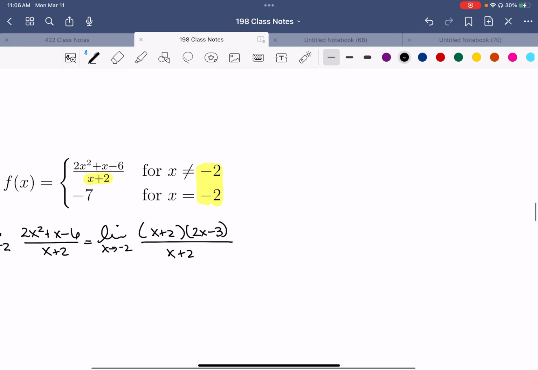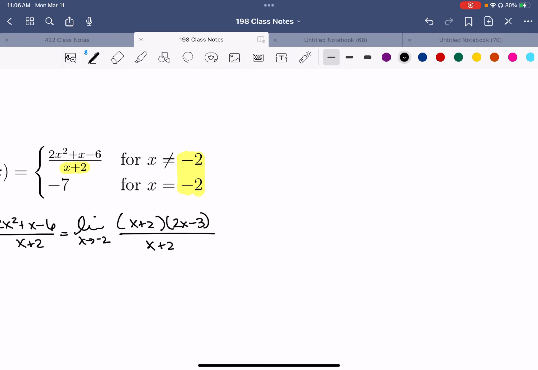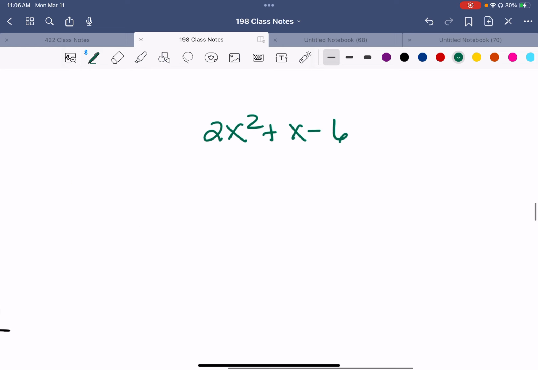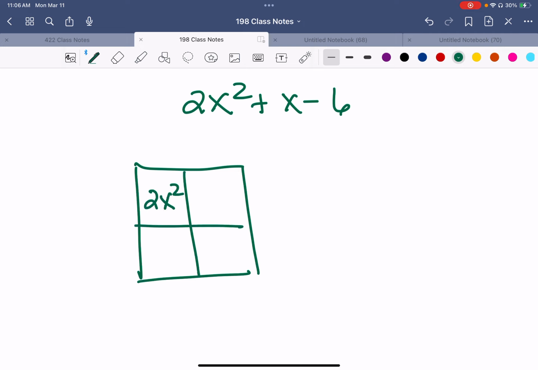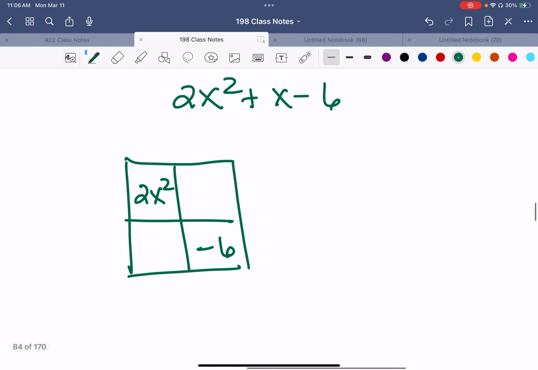Now, a little side note over here, if you have 2x squared plus x minus 6 and you're attempting to factor it, you can always use the box and circle. I think I may or may not have shown this to you. The 2x squared goes in the first box, the -6 in the bottom, and our magic circle gets those two things multiplied together.